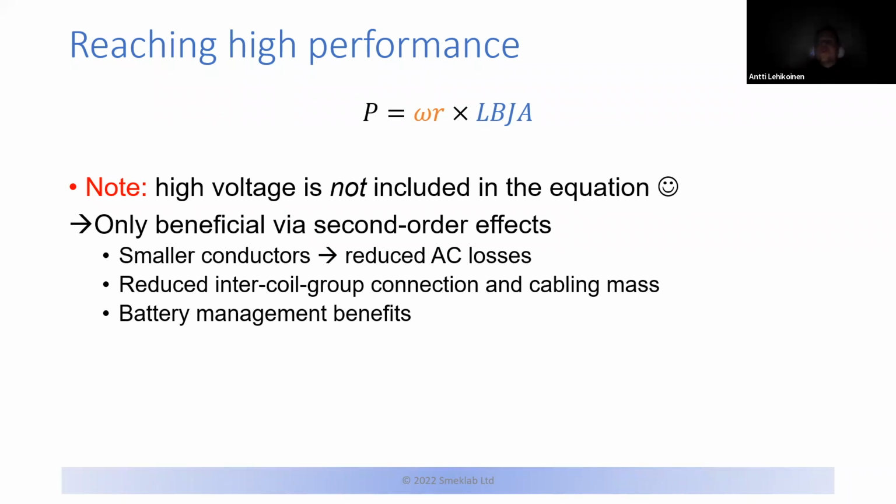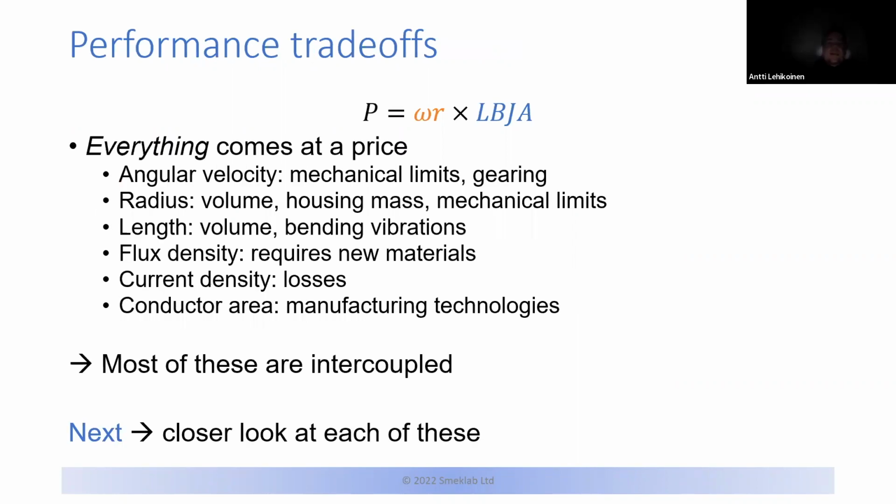For instance, you can use smaller conductors, which helps to reduce the AC losses or eddy current losses and increase efficiency. And then your cables and coil connections can get smaller and lighter when you have a higher voltage and smaller conductors. And finally, maybe the biggest reason for EVs is that battery management per se gets harder, but other stuff like the charging and cabling get easier when you have a higher voltage. But let's go back to the main topic here.